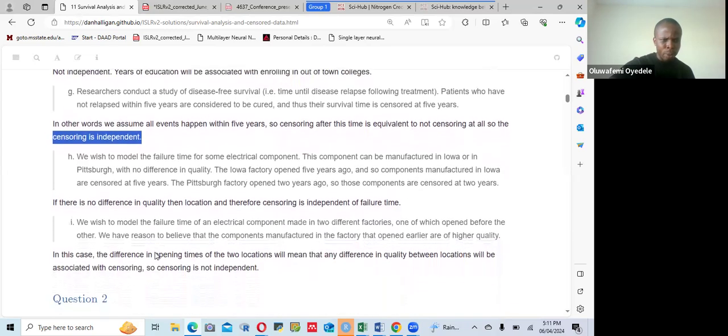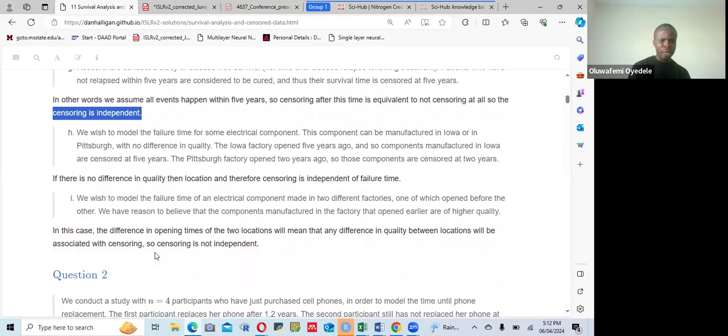So the H part, they say we wish to model the failure time for some electrical components. These components can be manufactured in Iowa or in Pittsburgh with no difference in quality. The Iowa factory opened 5 years ago, and so components manufactured in Iowa are censored at 5 years. The Pittsburgh factory opened 2 years ago, so those components are censored at 2 years. If there is no difference in quality, then location, and therefore censoring, is independent of the failure times.